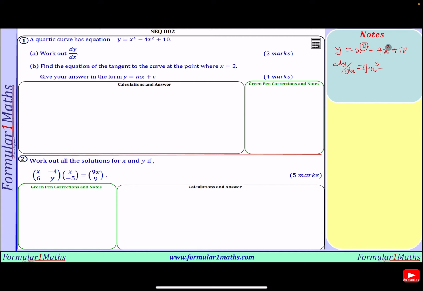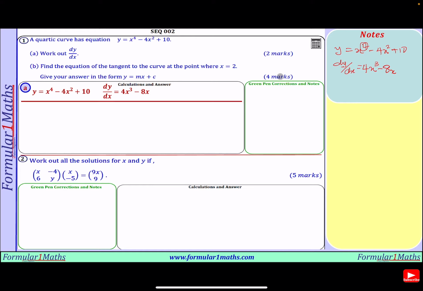This 2 comes to multiply the 4. You get minus 8. And the x will be raised to the power 2 minus 1, which is x. Here it's a constant, so we get 0. So for A, dy dx is equal to 4x cubed minus 8x.